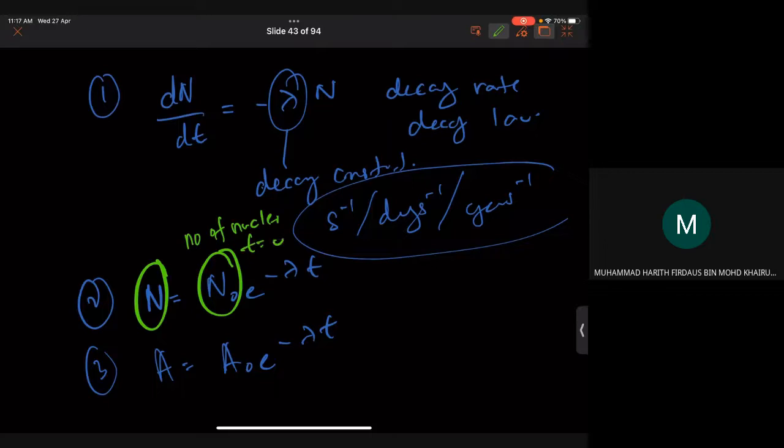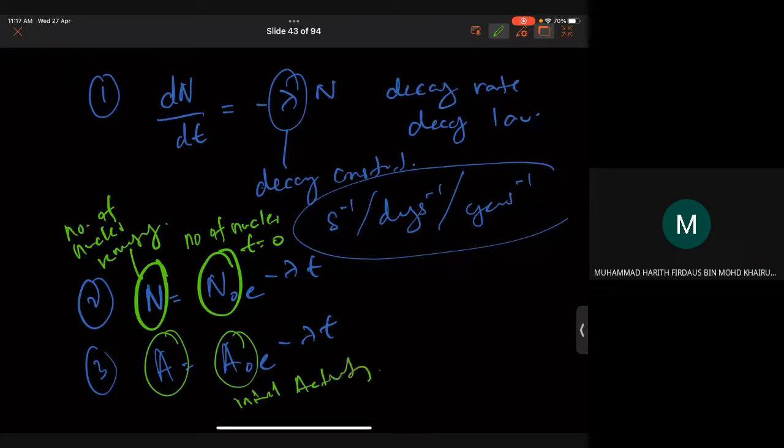Bila T dia 0, mula-mula sekali, initial of nuclei. Kalau N ni adalah number of nuclei remaining, yang tinggal. Sama juga A0 dengan A. A ni nama dia activity. Kalau yang ini kita panggil dia initial activity. Kalau A ni activity at that particular time lah, time yang awak nak.